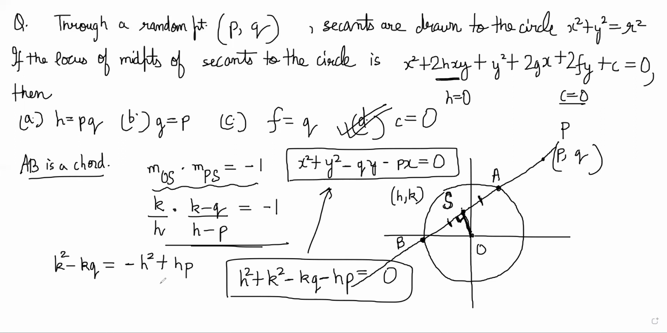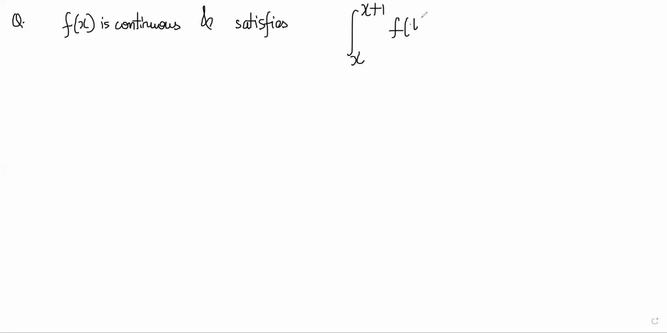Then do this one. There is a continuous function f(x). f(x) is continuous and satisfies the relation: integral of x to x plus 1 of f(t) dt is equal to e power x for all x greater than or equal to 0. Find the value of f(2) minus f(0).